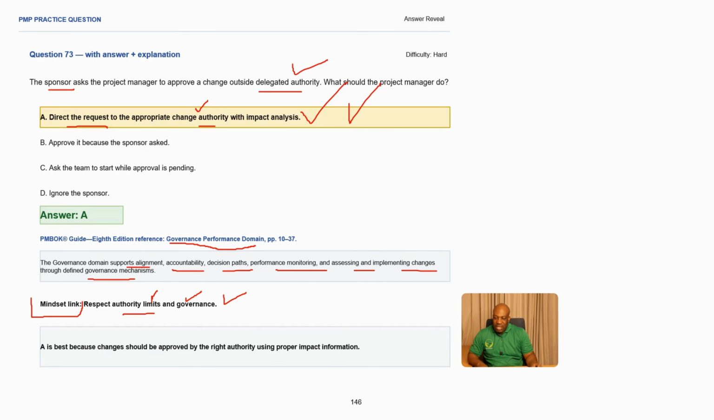Making A the best answer, because changes should be approved by the right authority, using proper impact information. So the proper impact information, this is what the project manager is actually giving. He has done the impact analysis and then gives it to the right authority, making A the best answer in this scenario.